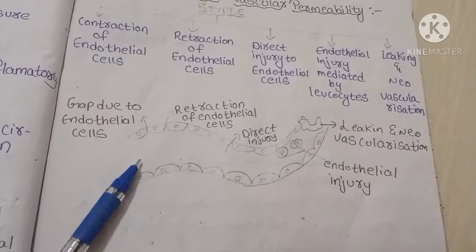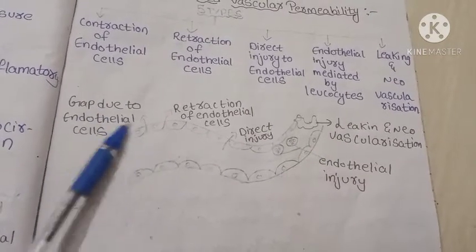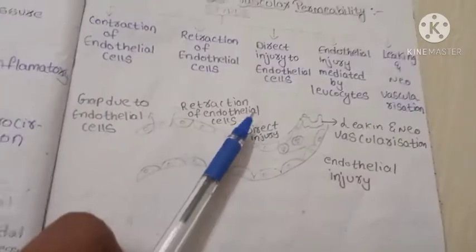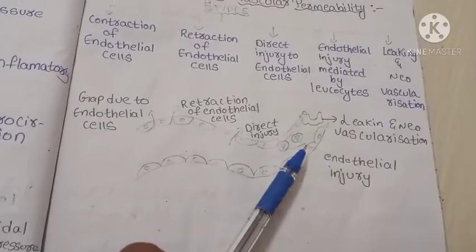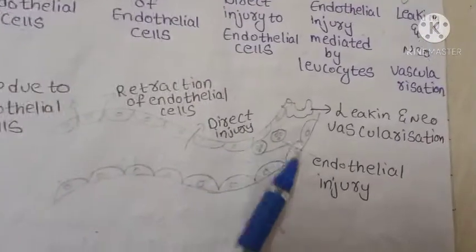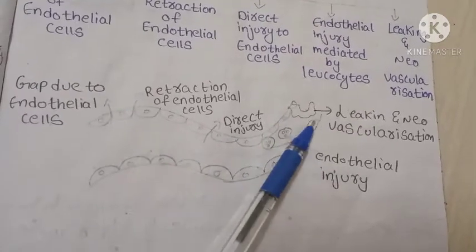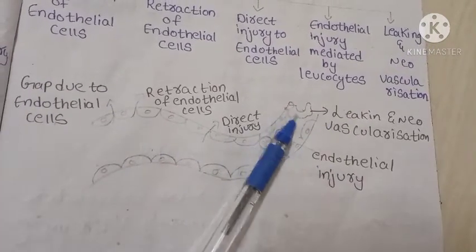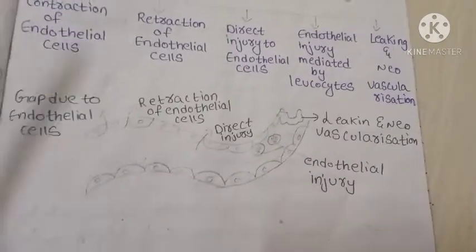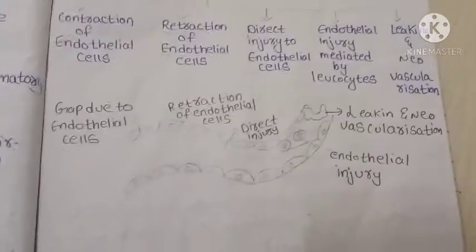Here you can see the first, gap due to contraction of endothelial cells and retraction of endothelial cells. Here direct injury occurs to endothelial cells. When endothelial injury occurs, here you can see the two structures which contain small tiny cells. It occurs due to endothelial injury, and when leakiness and neovascularization occurs, here you can see another one, changes in the structure of endothelial cells. These are the 5. Now in detail we will see the characteristics of each.